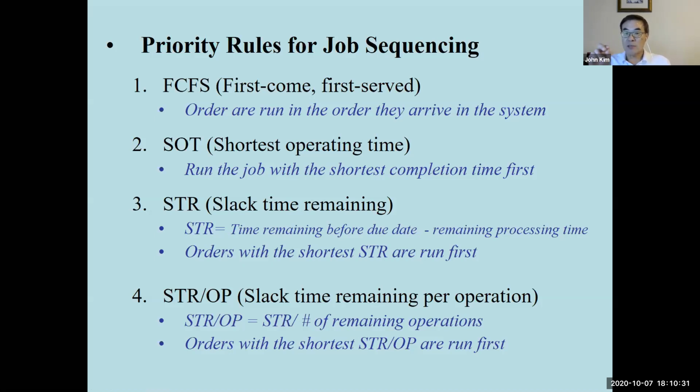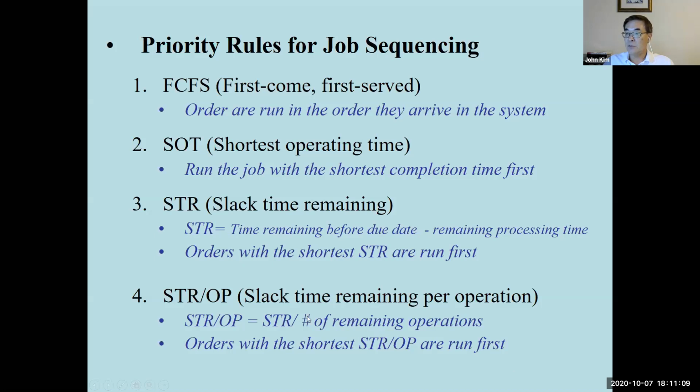Take the shortest operation time or shortest task time job first, and then next and so on. And the STR rule, slack time remaining. Slack time means time remaining before the due date minus remaining processing time. If the due date is 10 days later and the task time is 5 days, then the remaining time is 5 days. That is slack time. So among multiple tasks, the shortest slack time job goes first, and second and so on.